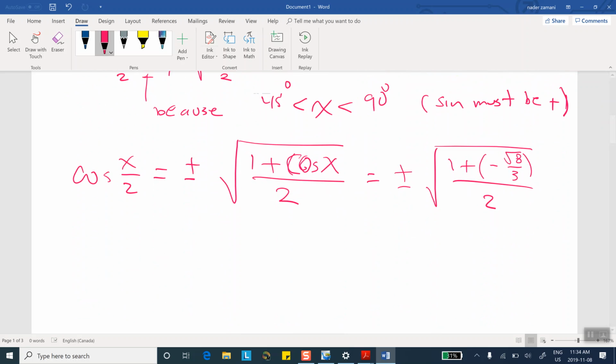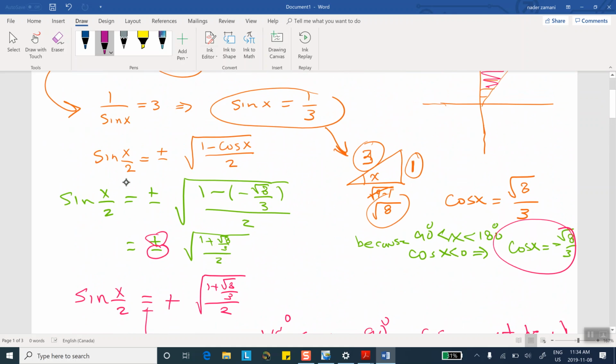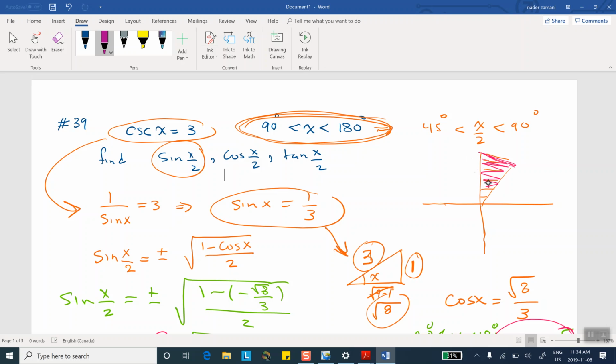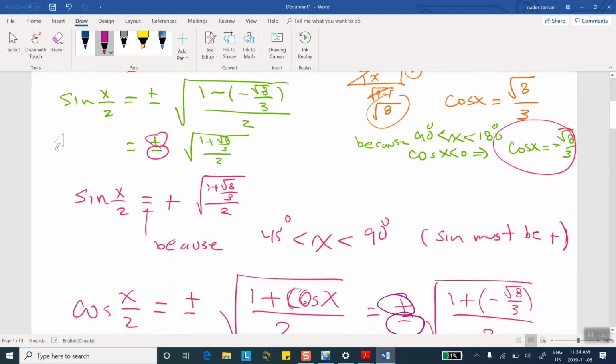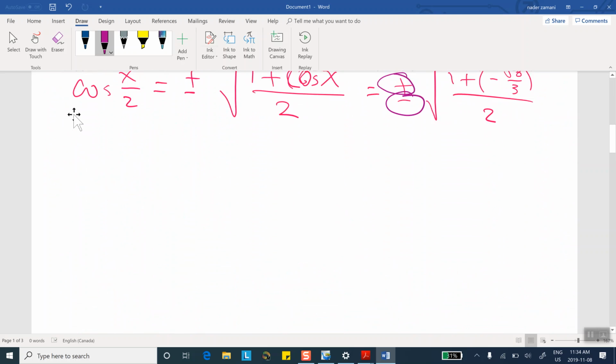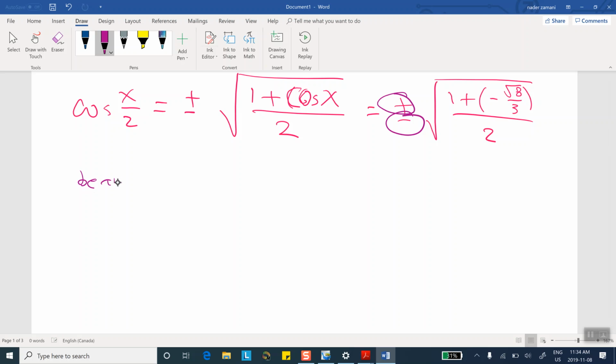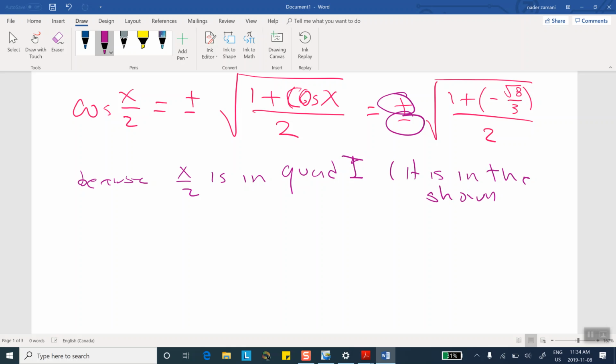Yes. Now, we have to decide on which one of these you have to pick. Now, just look at where x over 2 is. X over 2 was in this shaded region. The cosine of it, this is quadrant 1, obviously, part of quadrant 1. So cosine is positive, therefore, we write it here, because x over 2 is in quadrant 1, actually, it is in that shaded region, part of quadrant 1.